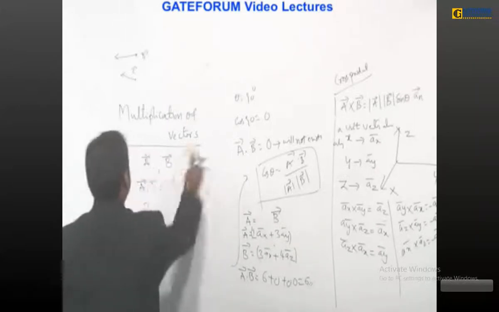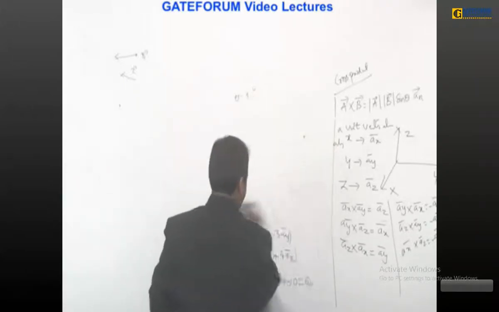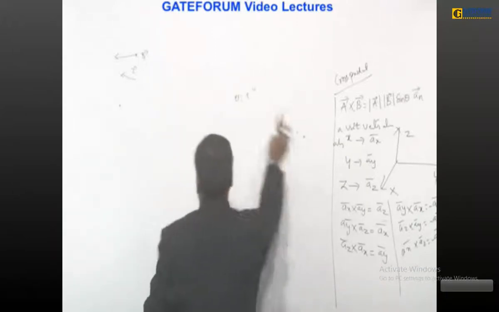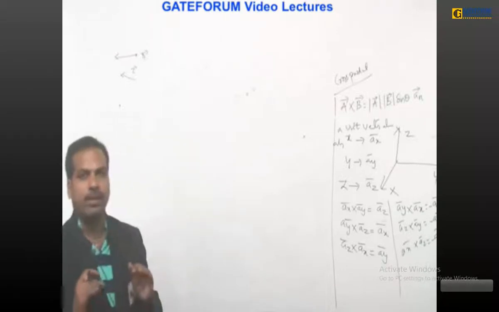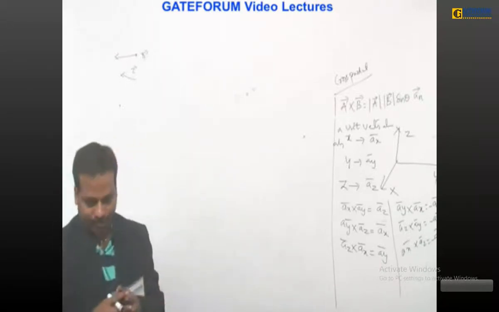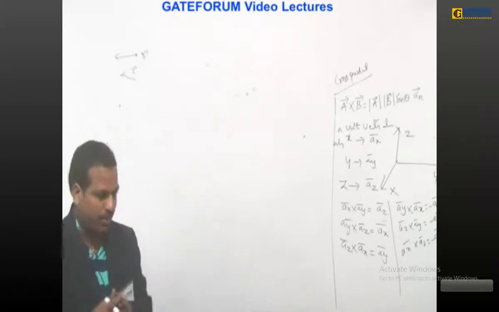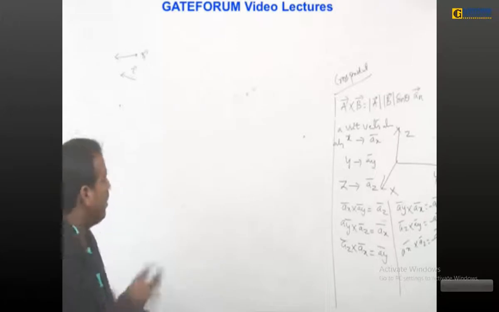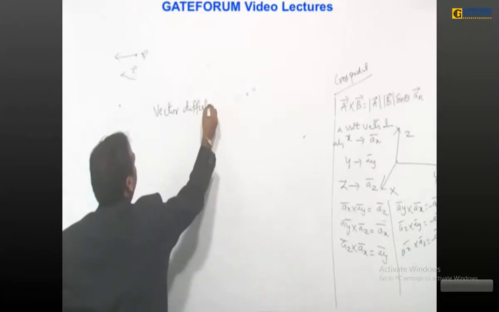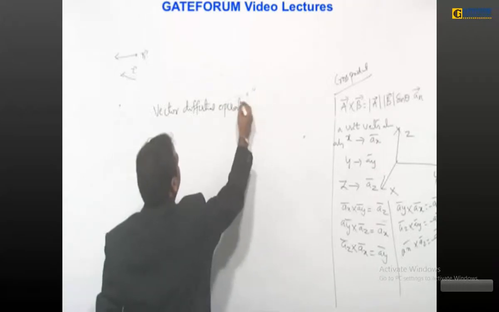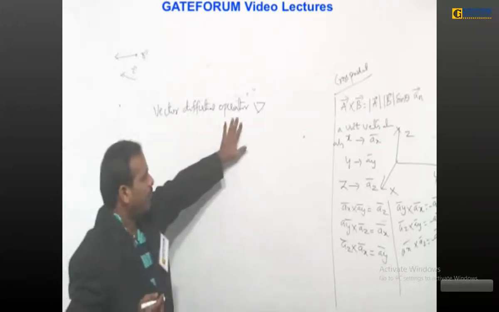Right, let's continue with our next part. These are various operations performed on vectors. We have seen vector addition, vector subtraction, scaling, and product of vectors, or multiplication of vectors. But the next concept is another important term: the vector differential operator, del. This is another important point, sir.